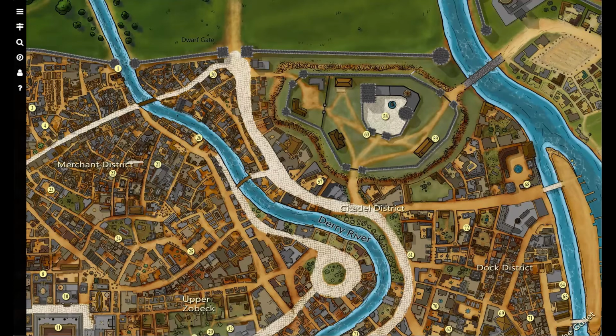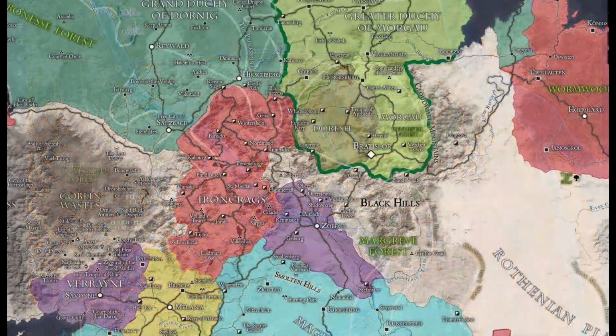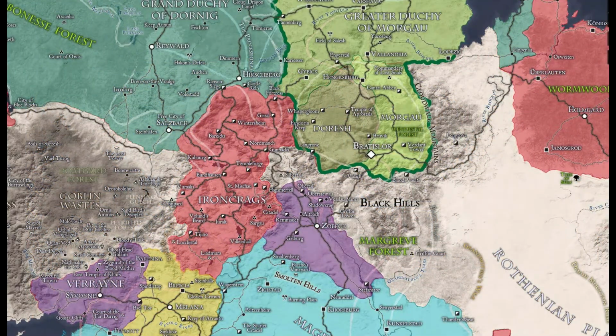So as you know, or may not know, north of Zobeck is Morgau, and that's a whole other thing we need to talk about at some point.